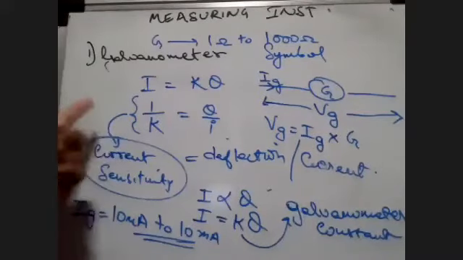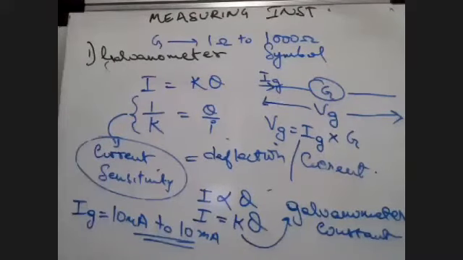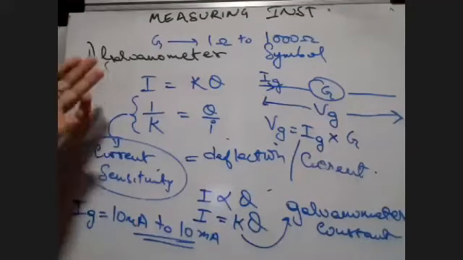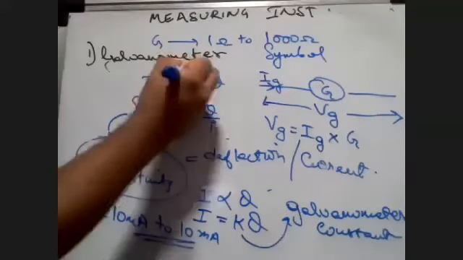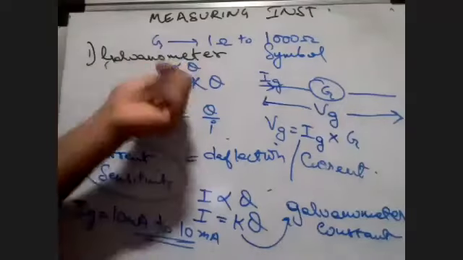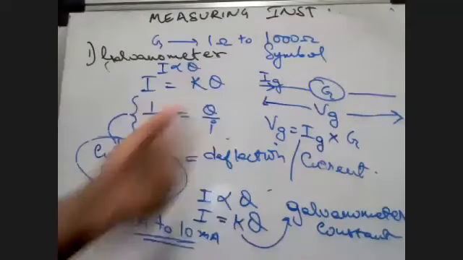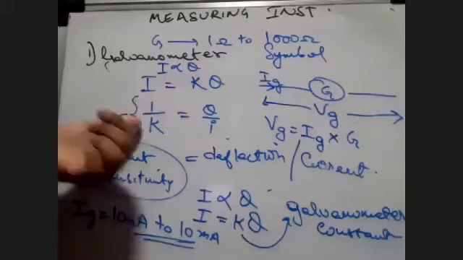As I said in the previous experiment which I showed you, when a current is passed through a certain coil in the presence of a magnetic field, it was observed that the needle associated with the coil had a certain amount of deflection based on the amount of current being passed through the coil. So I was observed to be proportional to the angle of deflection theta. When you remove the proportionality, you get I is equal to k theta. If you rearrange the terms, 1 by k is equal to theta by I.